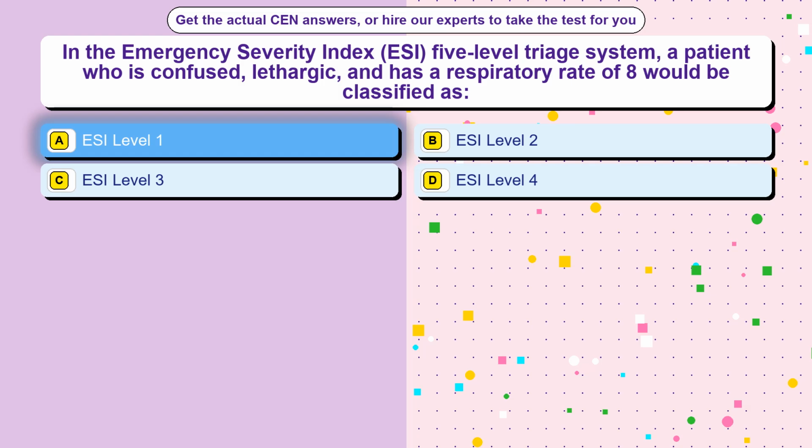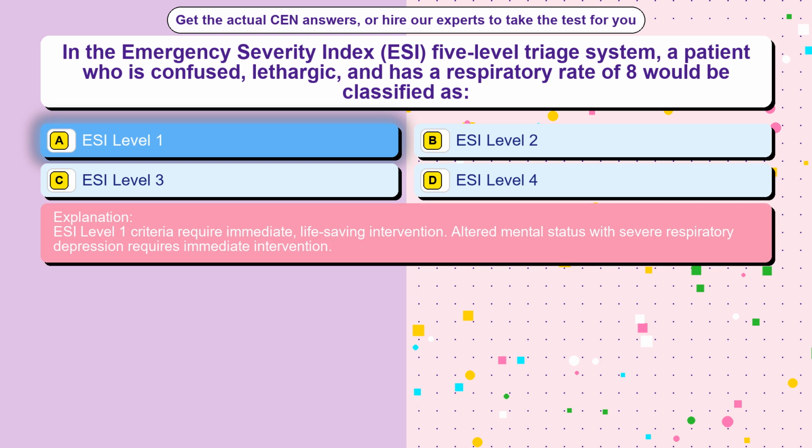The correct answer is option A. ESI level 1. ESI level 1 criteria require immediate, life-saving intervention. Altered mental status with severe respiratory depression requires immediate intervention.